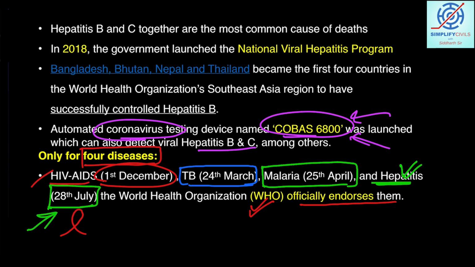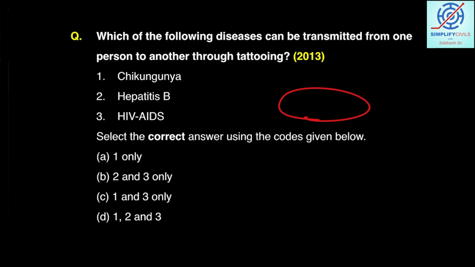So please remember, these are the diseases which are endorsed officially by WHO. A nation can choose its own date for creating awareness among the masses, but I am talking with respect to WHO. So the 4 diseases you must remember, and you must also know their basics and what India is focusing on in eliminating these diseases in future. Let us look at the question.